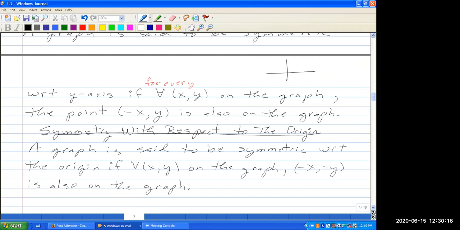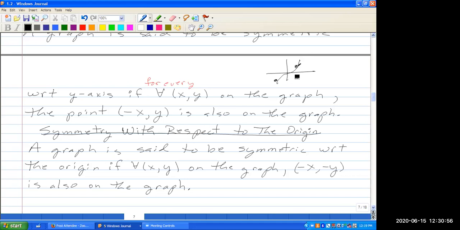Symmetric about the origin. A graph is said to be symmetric with respect to the origin if for every x, y on the graph, negative x, negative y is also on the graph. So if I take some point, say it's symmetric about the x-axis, and so it goes here, and with respect to the y-axis. So you do sort of two sort of flips.